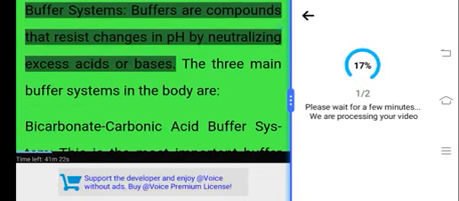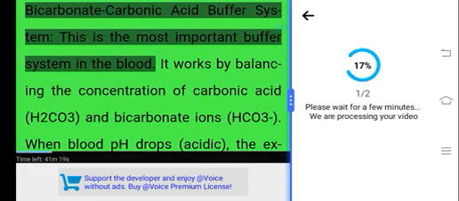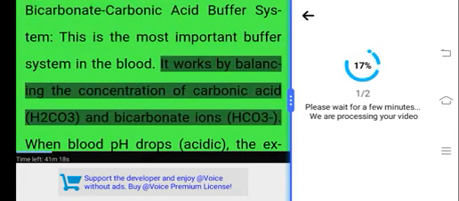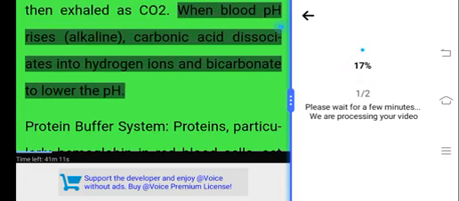Buffer systems. Buffers are compounds that resist changes in pH by neutralizing excess acids or bases. The three main buffer systems in the body are bicarbonate carbonic acid buffer system. This is the most important buffer system in the blood. It works by balancing the concentration of carbonic acid, H2CO3, and bicarbonate ions, HCO3. When blood pH drops, acidic, the excess hydrogen ions combine with bicarbonate to form carbonic acid, which is then exhaled as CO2. When blood pH rises, alkaline, carbonic acid dissociates into hydrogen ions and bicarbonate to lower the pH.